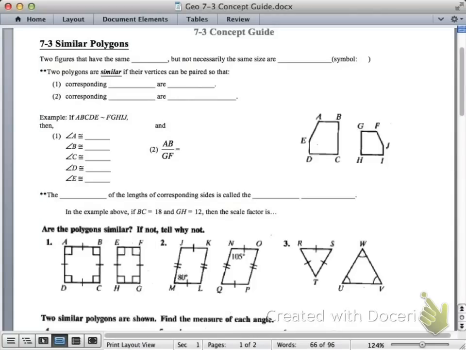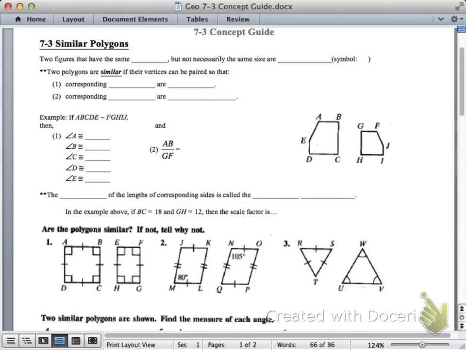All right, hello everybody. Welcome to section 7.3. It's about similar polygons. Hope you didn't mind. Now that school's out, I've taken my tie off, and anyway, I hope that everything still seems pretty professional here.